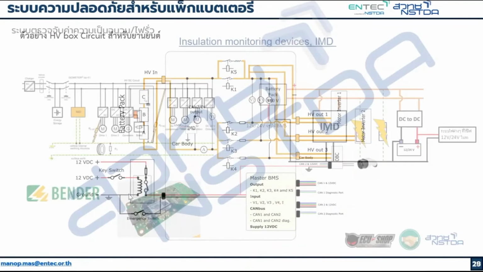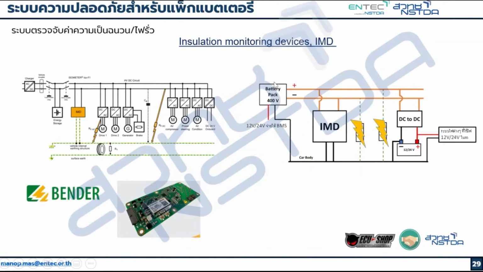IMD in battery pack is to categorize minus and negative electrode. If it's low resistant, IMD will detect the information and send information to master BMS. Basically, it's the electricity protection.